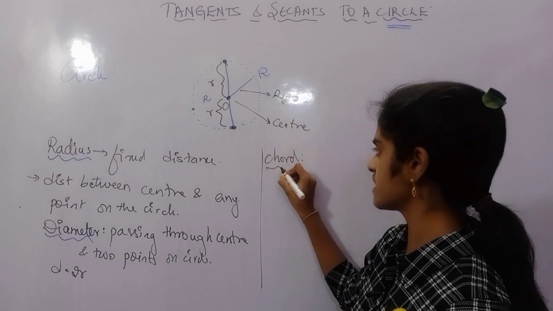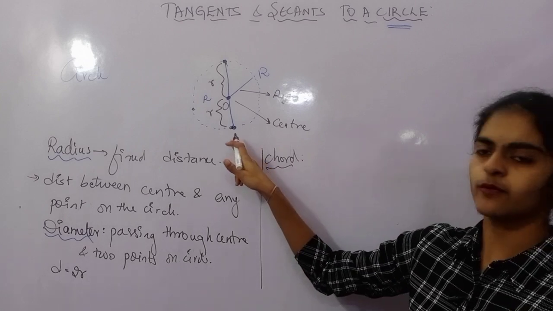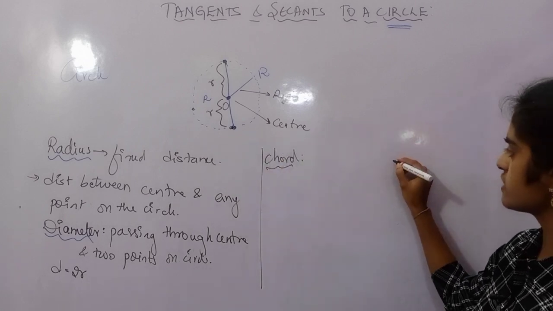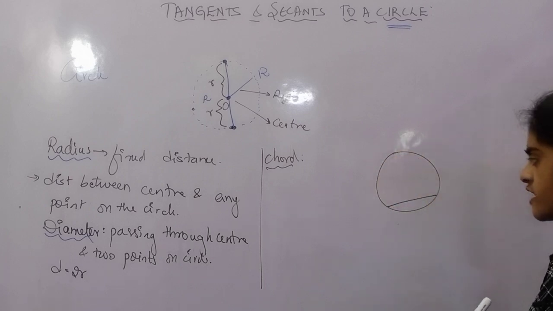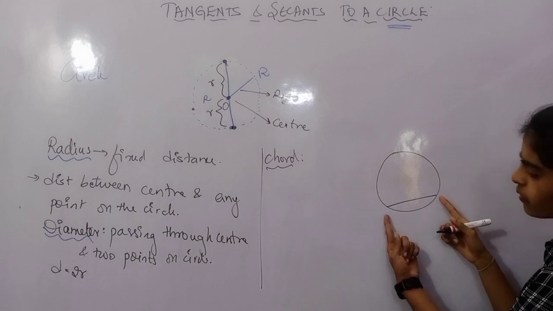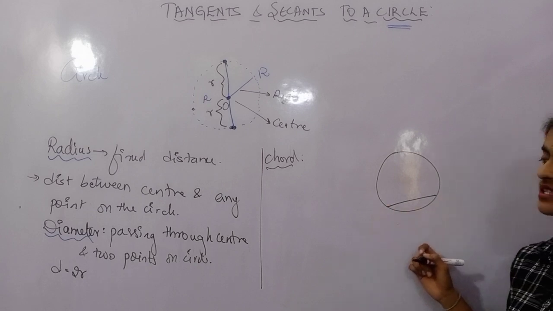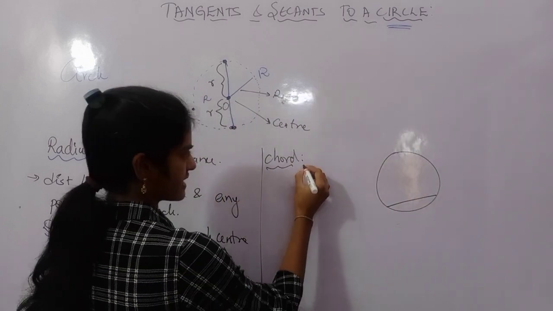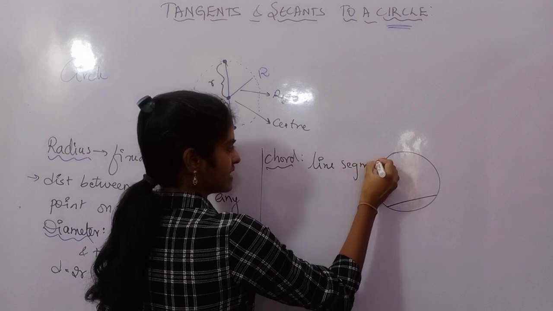What is chord of a circle? See, we spoke about diameter. Chord is also the same thing. Now if this is a circle, if I have any line segment joining any 2 points on the circle, this is called a chord. Okay, so I can say it's a line segment. Understand the word I am using, it's a line segment.